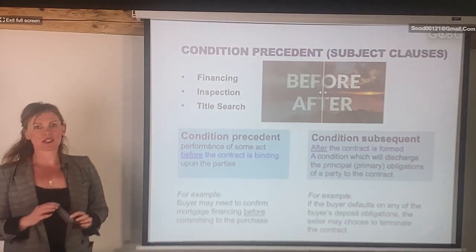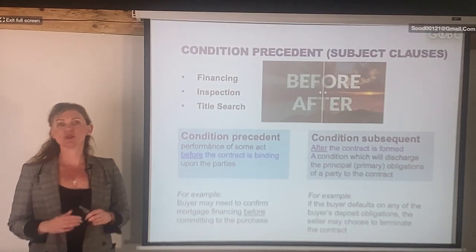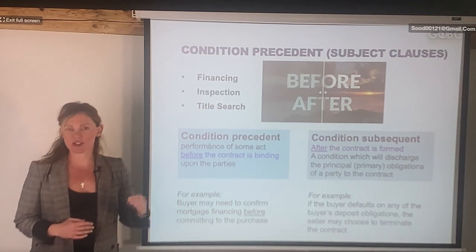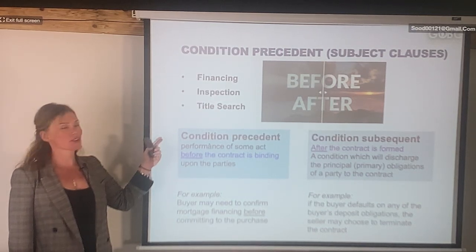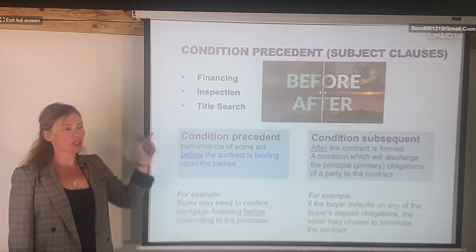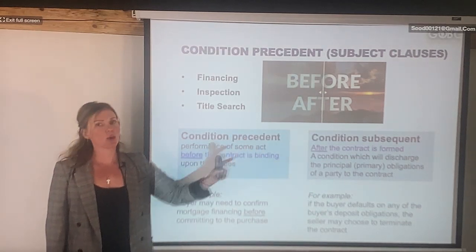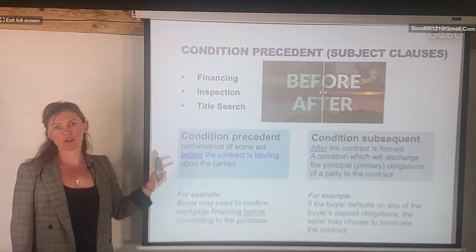Okay, so condition precedents. In real life, we call them subject clauses, right? Subject to financing, subject to inspection, subject to, right? So that's what we call subject clauses. On the exam, we call them conditions. Subject clauses could be a condition precedent. A subject clause could be a condition subsequent. So the only difference is when you remove this subject, right?